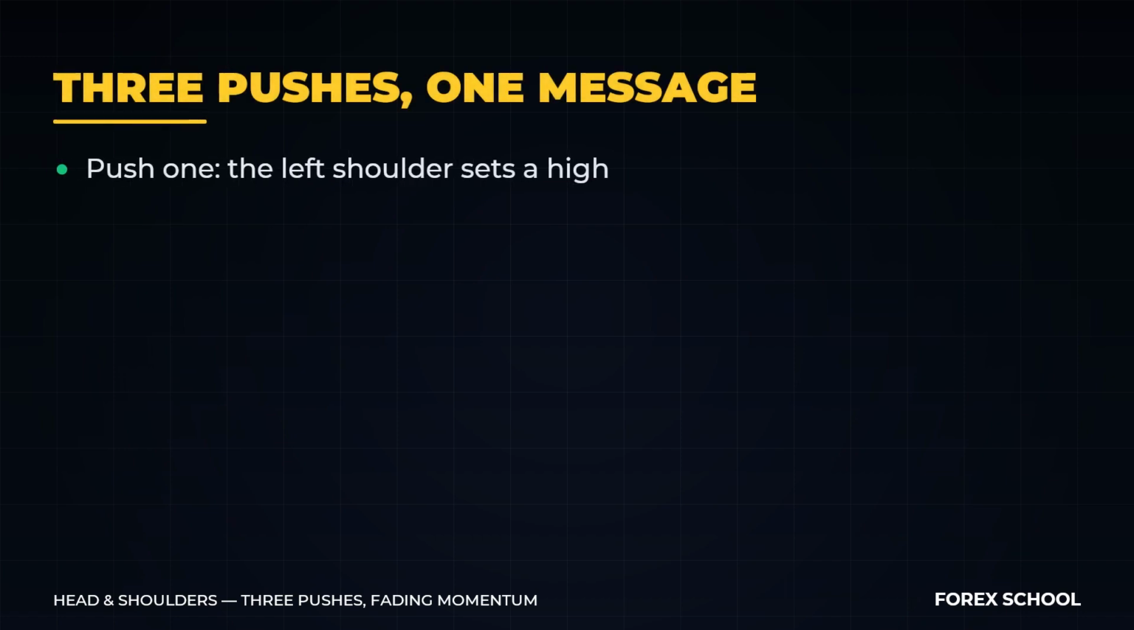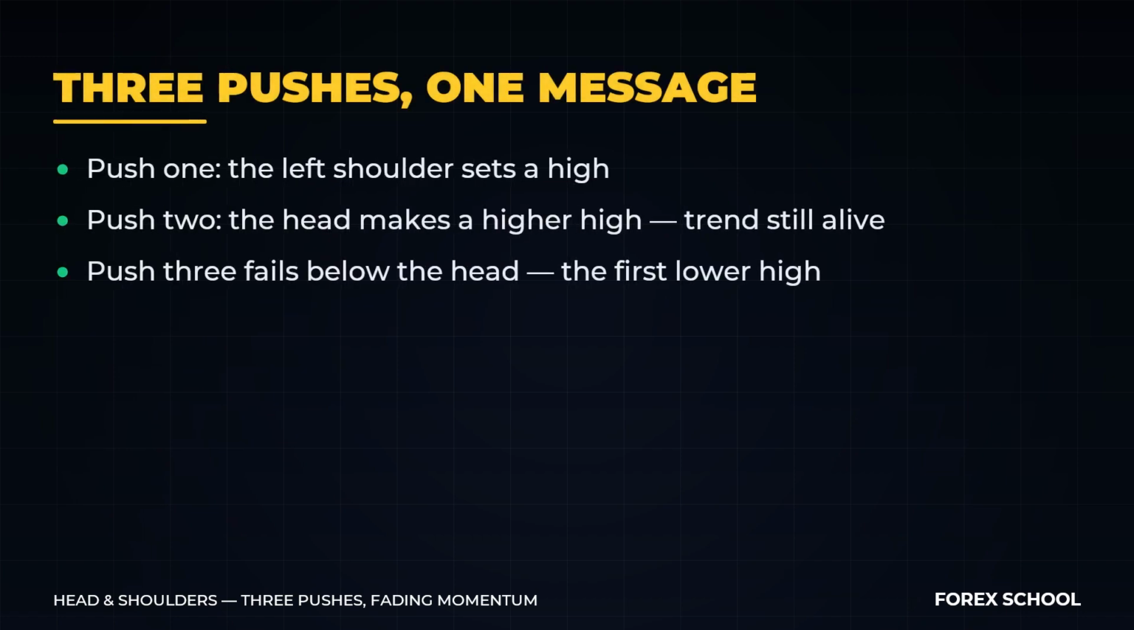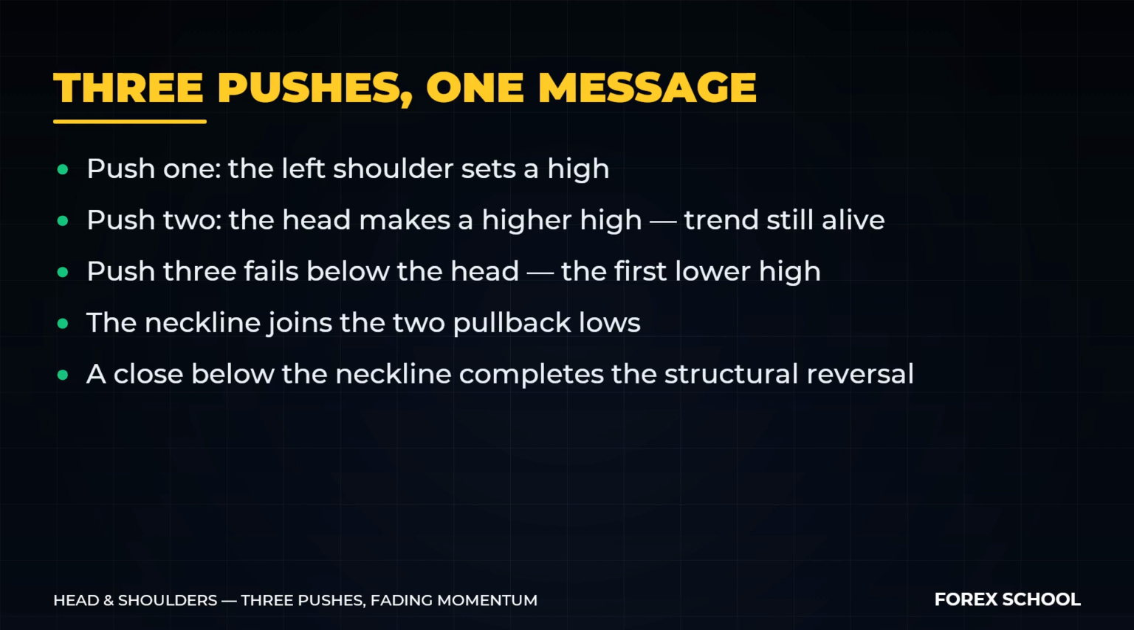Head and shoulders has a mystique it doesn't deserve, so let's teach it structurally. It is 3 pushes higher with a failing engine. Push 1 makes a high, the left shoulder. Push 2 makes a higher high, the head, and so far this is just a healthy uptrend. Push 3 is the tell, it stalls below the head.